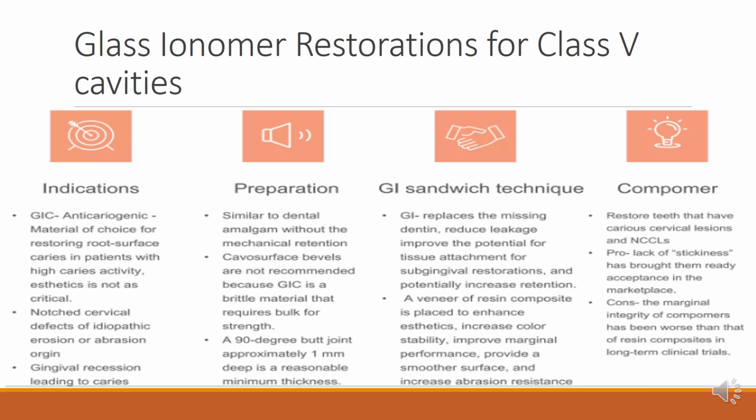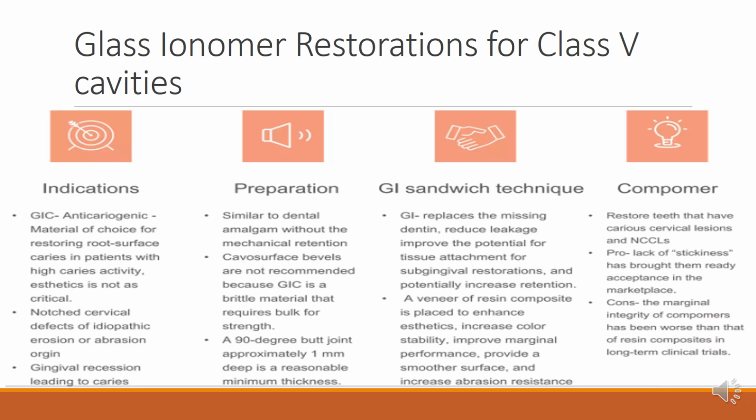Talking about the sandwich technique, first a layer of glass ionomer is placed which replaces the missing dentin, reduces leakage, improves the potential for tissue attachment for subgingival restoration, and potentially increases the retention, over which a layer of resin composite is placed to enhance the aesthetics, increase color stability, improve marginal performance, provide a smoother surface, and increase abrasion resistance.